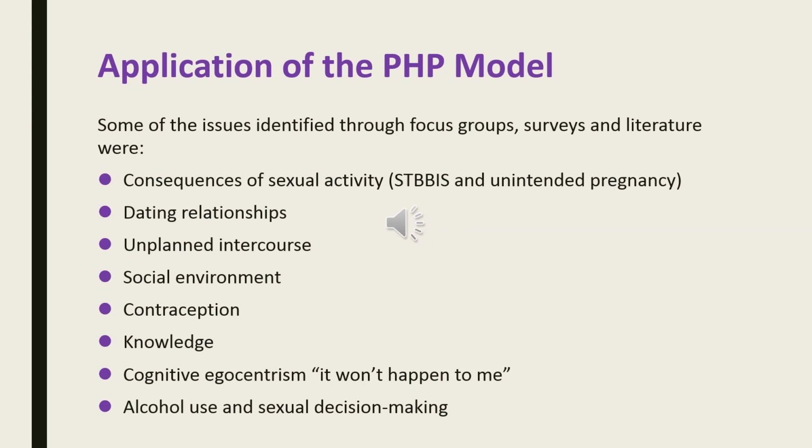And finally, alcohol use and sexual decision-making was identified in the focus groups, the surveys, as well as the literature, as an issue because youth felt that alcohol was used almost as liquid courage to become sexually active. So many people actually used it as an excuse. They said, I didn't know what I was doing, I was drunk. Participants stated that they are less likely to use protection when they're drunk, putting them at risk for an unplanned pregnancy or an STBBI.